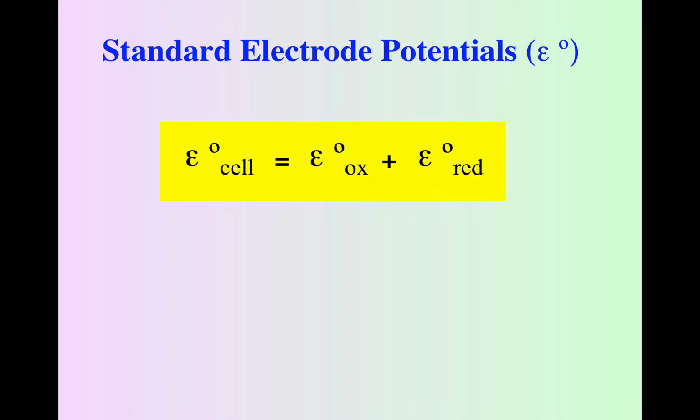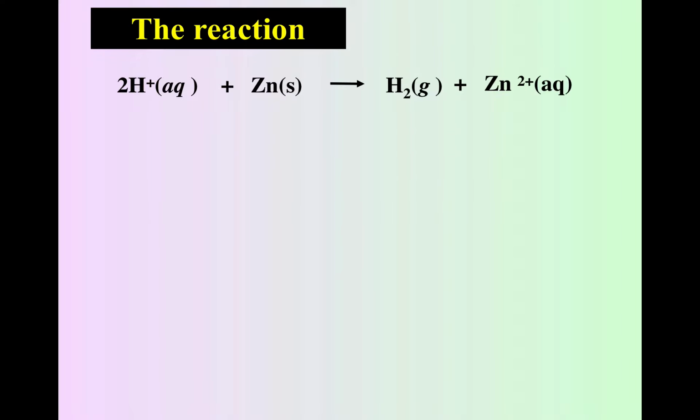If we add the oxidation potential, the voltage generated when something is oxidized, to the reduction potential, the voltage generated when something is reduced, we get the voltage of the reaction, the voltage of the cell. All right, E sub cell. All right, the reaction. We've got hydrochloric acid, or, again, the chloride ions are spectators here. So H plus ion reacting with zinc to form zinc 2 plus and hydrogen gas.